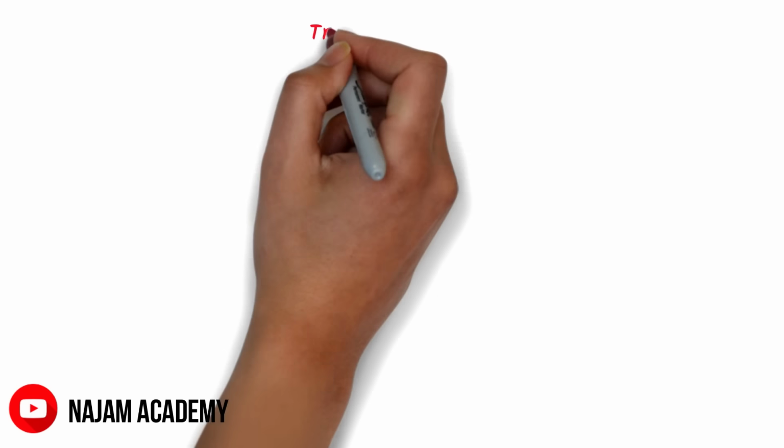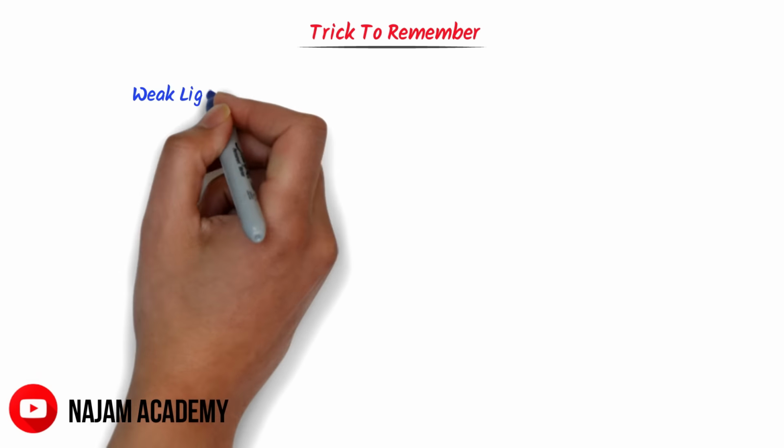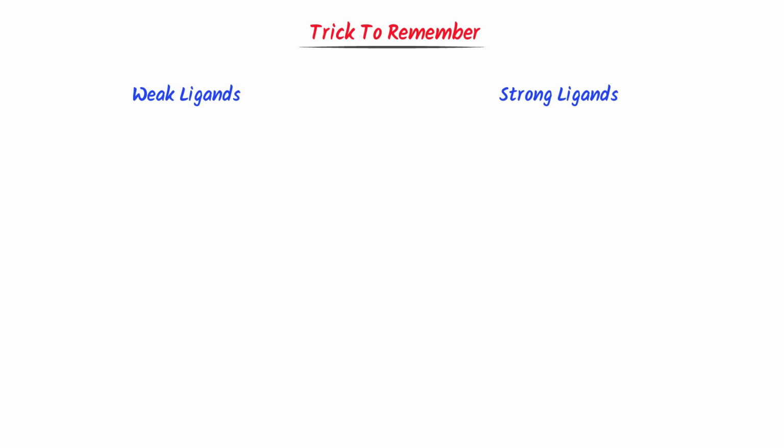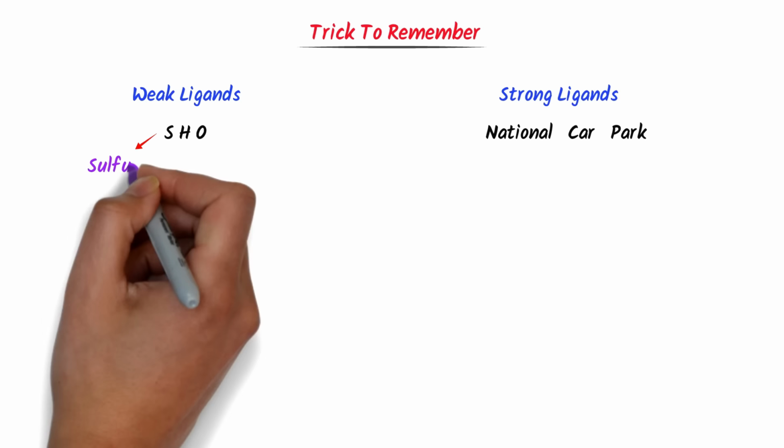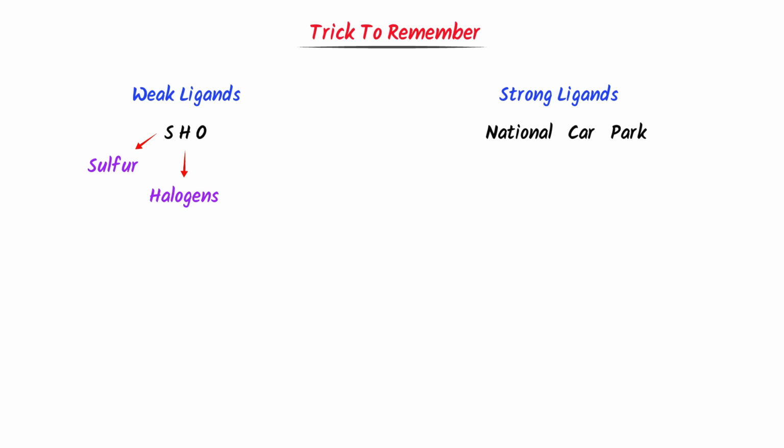Firstly, let me teach you my personal trick of remembering weak ligands and strong ligands. I say SHO and National Car Park. Here S stands for sulfur, H stands for halogens, O stands for oxygen, N stands for nitrogen, C stands for carbon, and P stands for phosphorus.